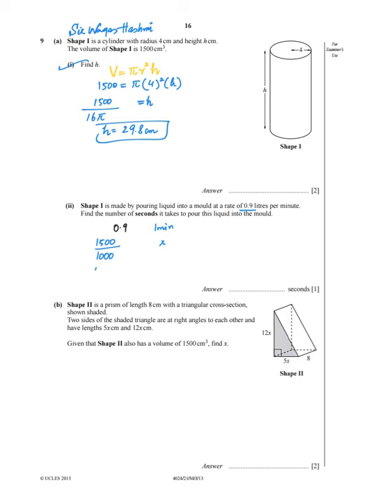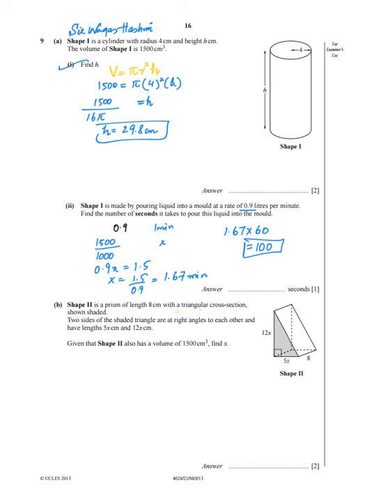So now it will be 0.9x equals 1500 divided by 1000, it's 1.5. So x equals 1.5 divided by 0.9, which equals 1.67. Alright, the answer we are getting is in minutes, but it says find it in seconds. So 1.67 times 60, you will get the seconds and it is equal to 100. That is your answer.